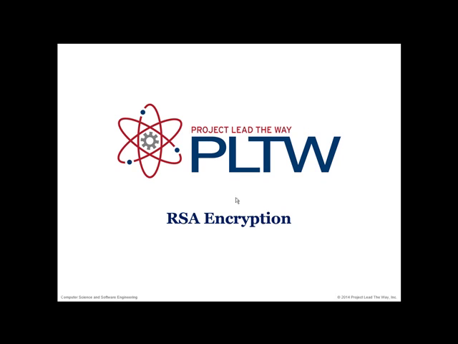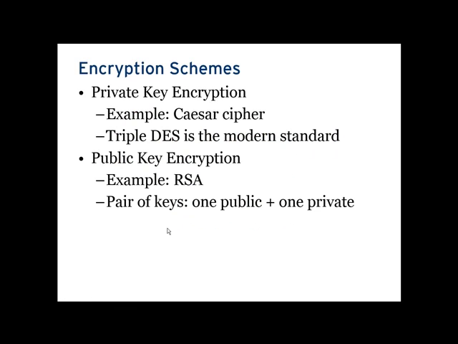Today's lesson is on RSA encryption. There are two encryption schemes. One is called private key encryption, and one example of that is the Caesar cipher. The modern standard of private key encryption is something called triple DES.